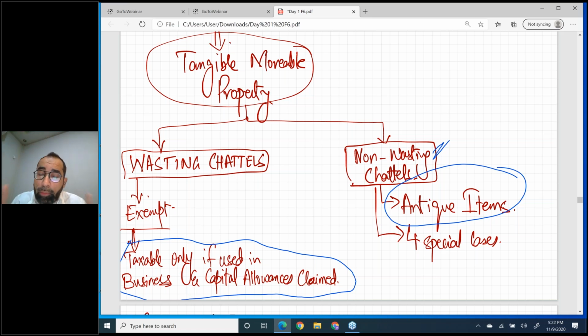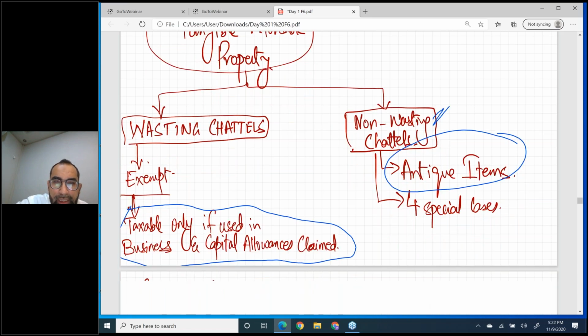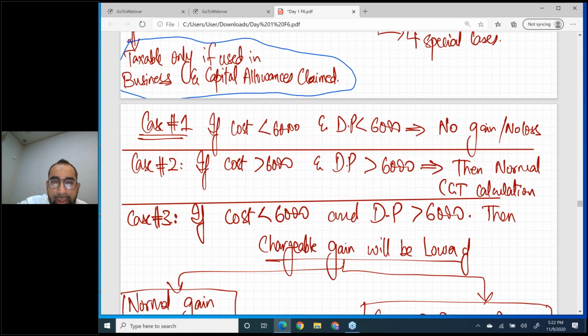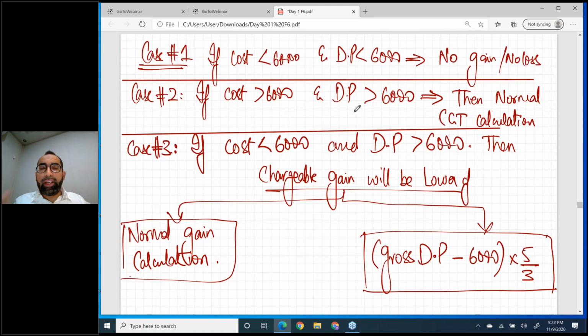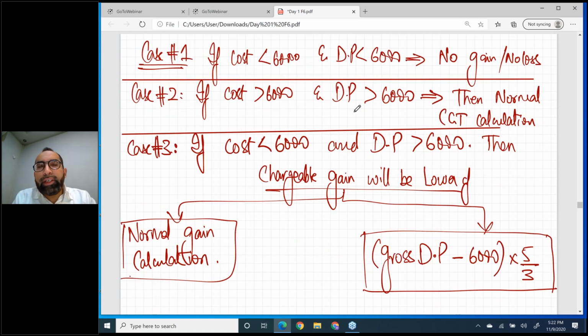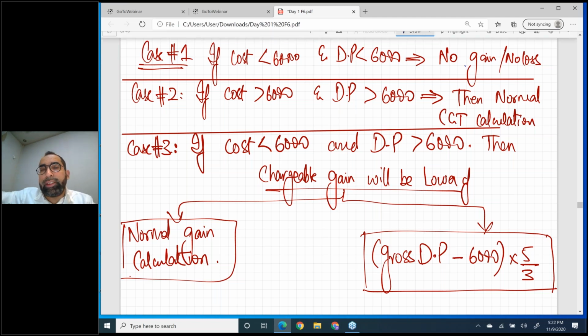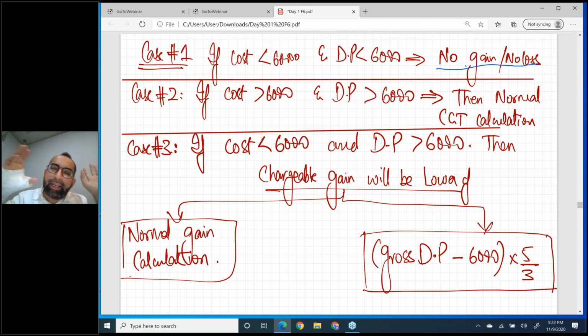Now open your eyes, the real topic of chattels starts now. These are the four cases you can see on the screen. Case number 1. If the cost of that non-wasting chattel is less than 6,000 and DP is also less than 6,000, then no gain, no loss. Do nothing, just ignore it.